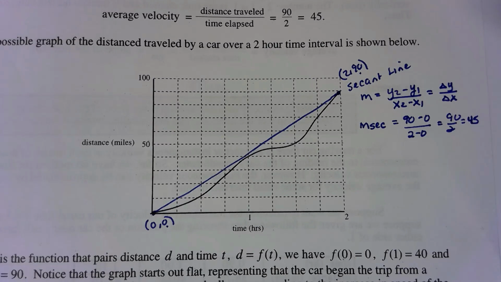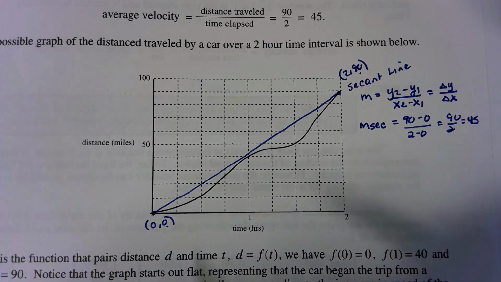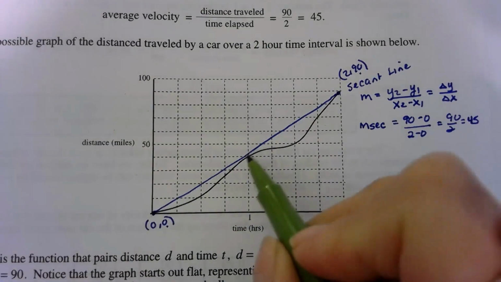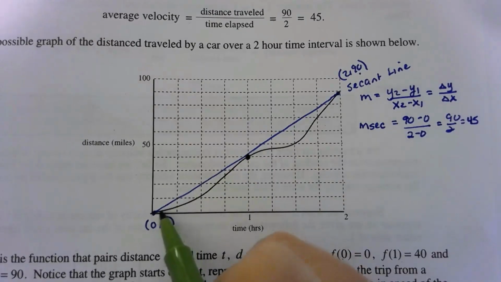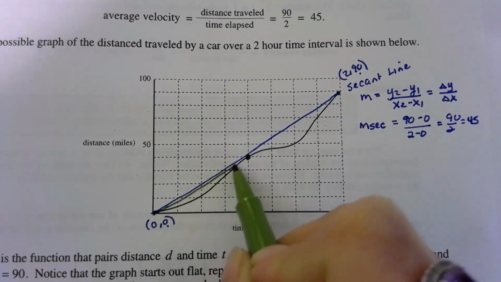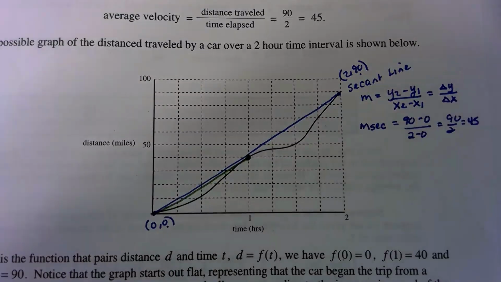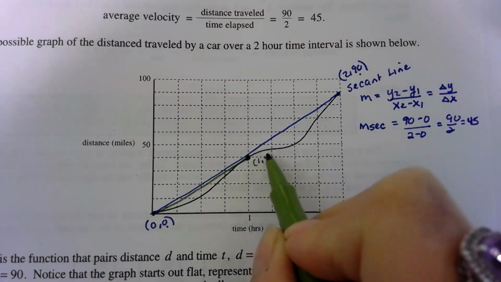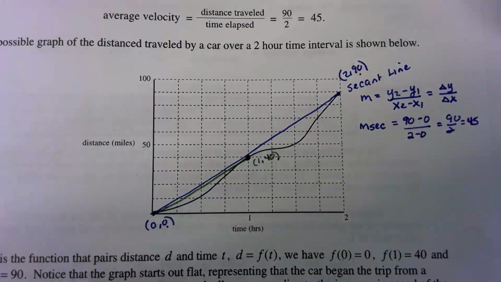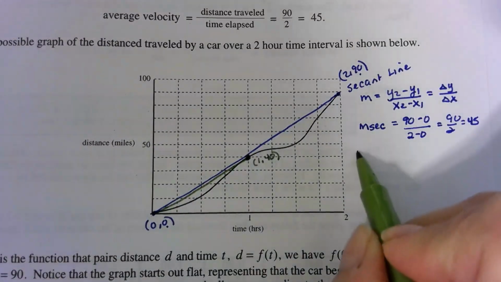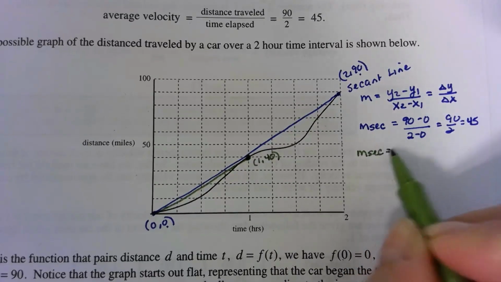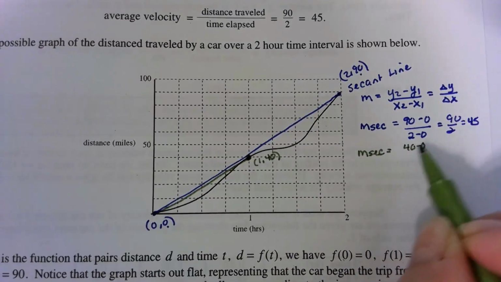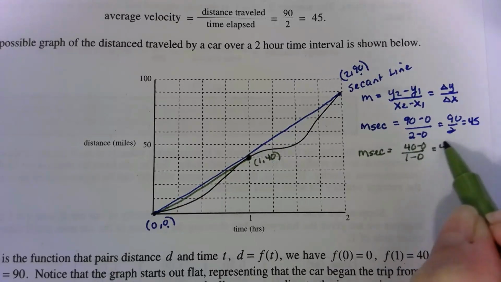Now, you might be asked, what was your average velocity over the first hour of the trip? The first hour starts at 0 and ends at time equal to 1. This is the first hour, so I would be finding the slope of that secant line. This is the point (1, 40). All I have to do is repeat the process. The slope of the green secant line is 40 minus 0 over 1 minus 0, or 40 miles per hour.